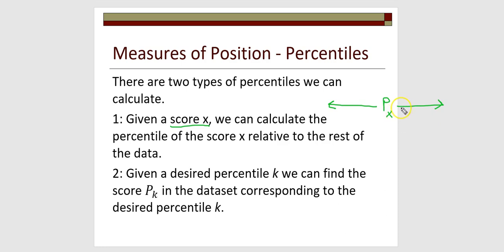We can also do this. If we're given a desired percentile that we want, for example the 25th, we want to know what score corresponds to the 25th percentile, okay? Then we can find the number Pk in the data set corresponding to that desired percentile. So there's two things we can do when calculating percentiles.